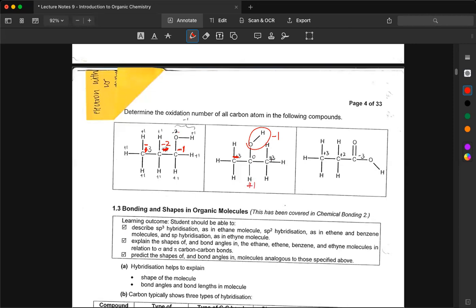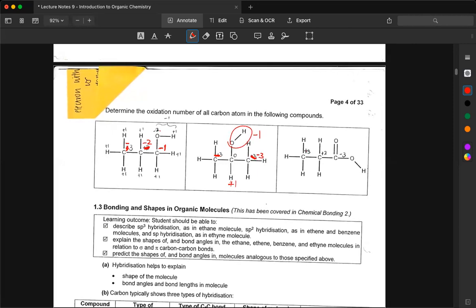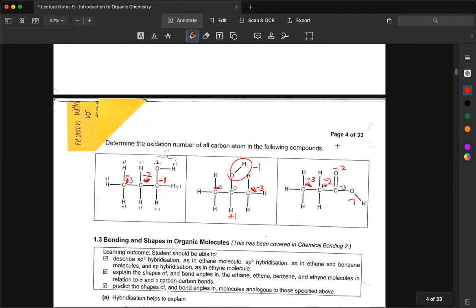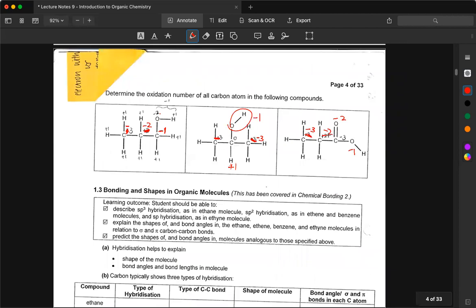Okay, and this is, so it should be -3 as well. Okay, wrong. This one is -3. This one is -2. Oh my God. Okay, this one is -1, -2. Then you have zero, -2, -1, +3.